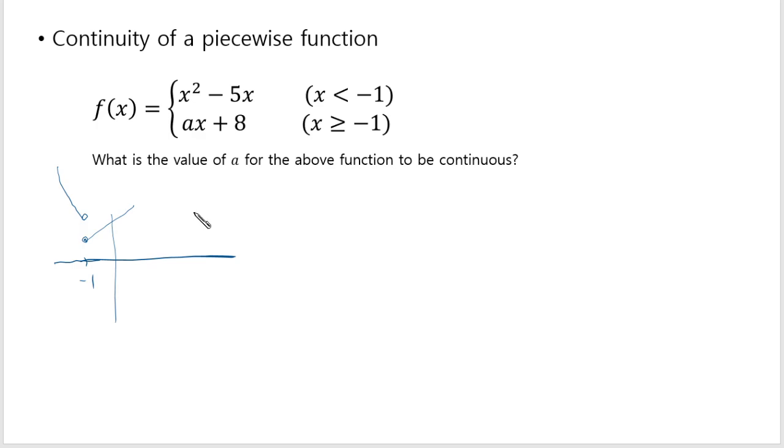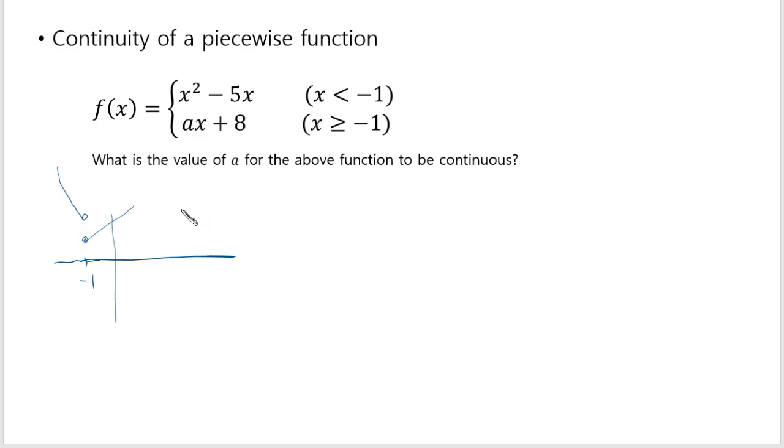Now if you recall the definition of the continuity of a function, to be continuous at -1, by the way, -1 is the only point that we're worried about, right? Because these are separately polynomials. Polynomials are always continuous, so if this function is not continuous, it's going to happen at -1. So we just have to make sure that at -1 this is connected.